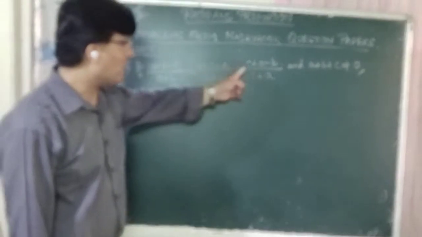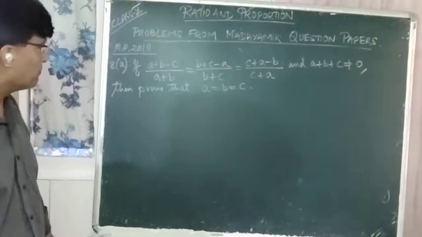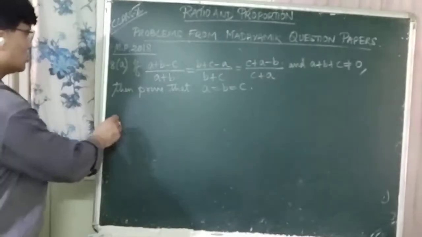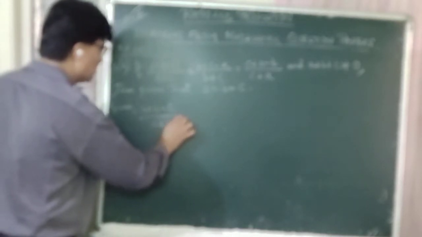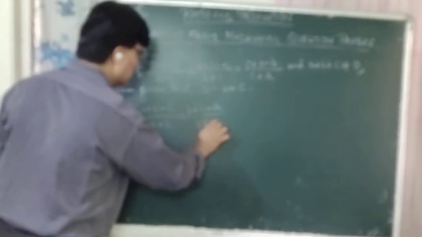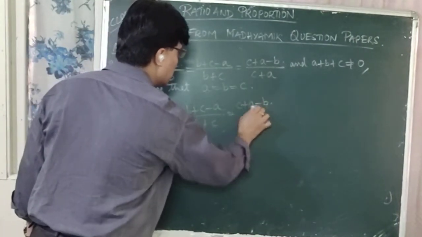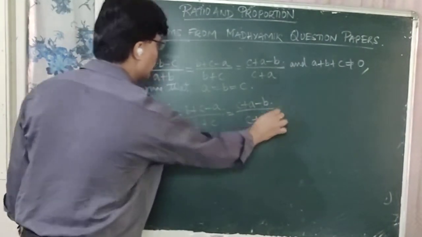So this is the given part. That is also A + B + C not equal to 0, that is also the given part. You have to prove that A = B = C, right? So here, let us write down the given part: (A + B − C)/(A + B) = (B + C − A)/(B + C) = (C + A − B)/(C + A).